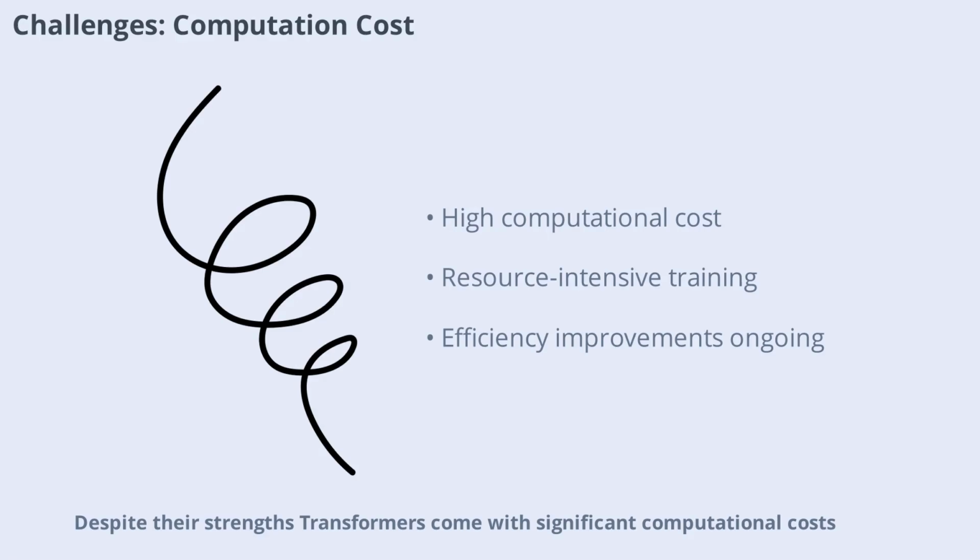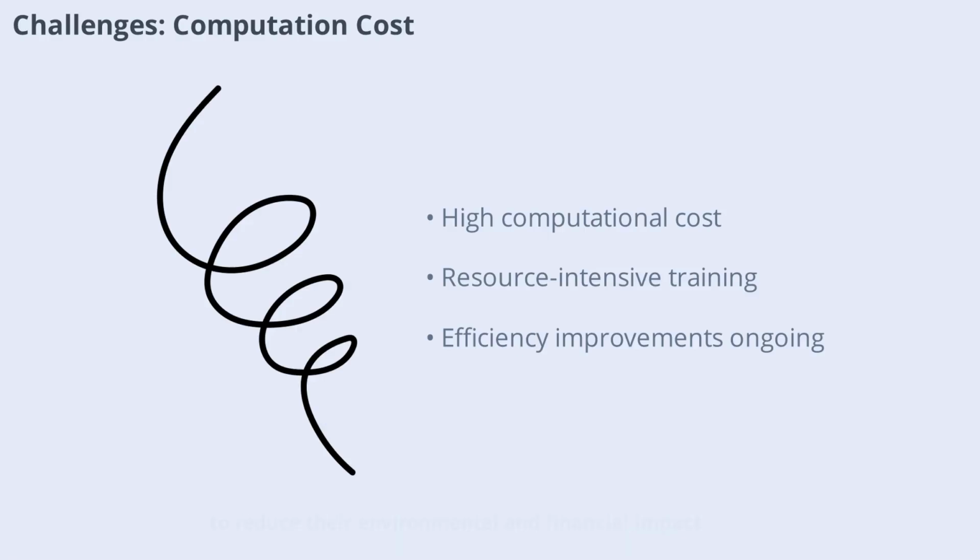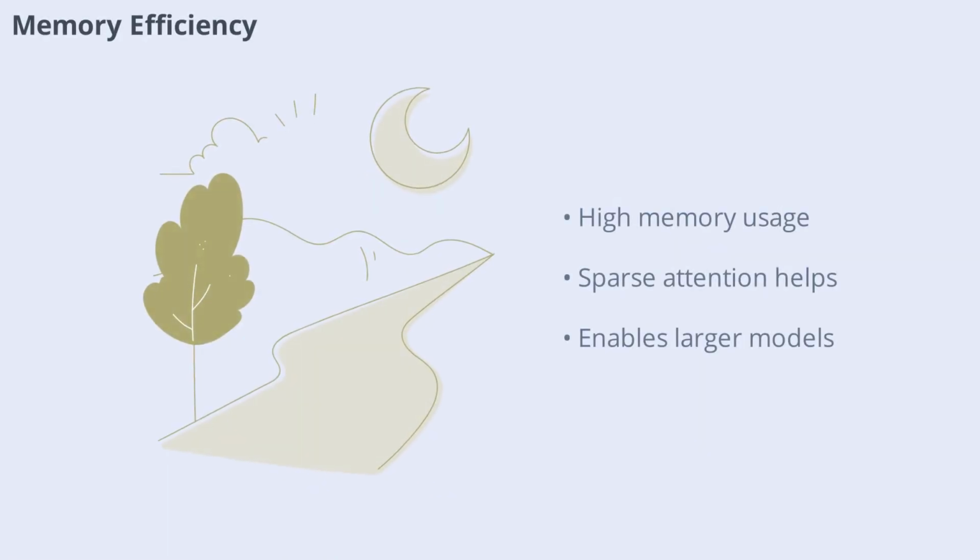Despite their strengths, transformers come with significant computational costs. Training and deploying large models require substantial hardware resources and energy. Researchers are actively exploring ways to make transformers more efficient, such as model pruning, quantization, and distillation, to reduce their environmental and financial impact.